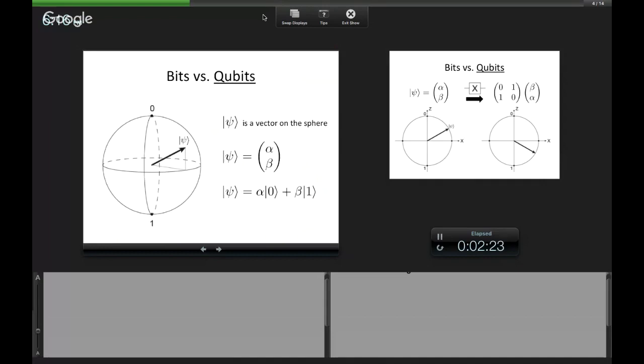What Mr. Trudeau means by complex is that it can be a complex number. If you remember the imaginary number i, that can appear in this vector. We're not going to go there. Everything we'll talk about today will just stay on a circle instead of using the full sphere.